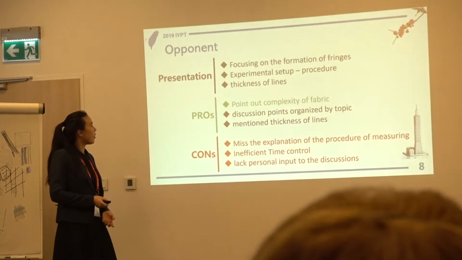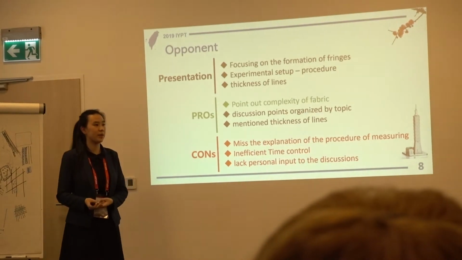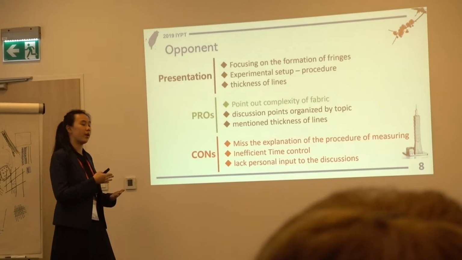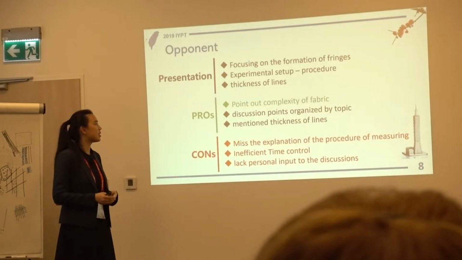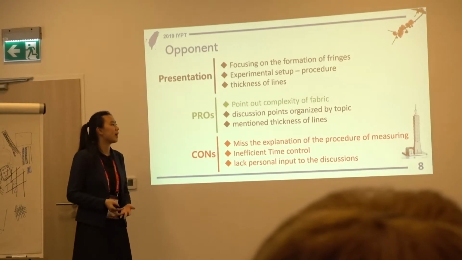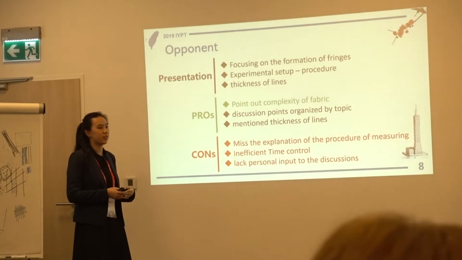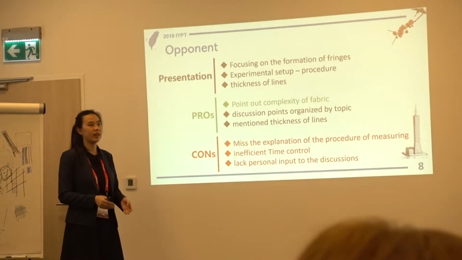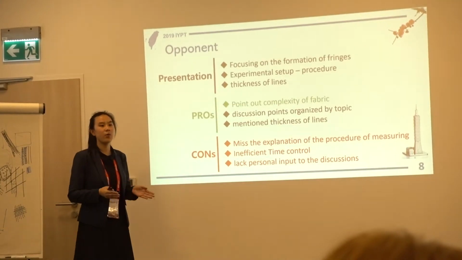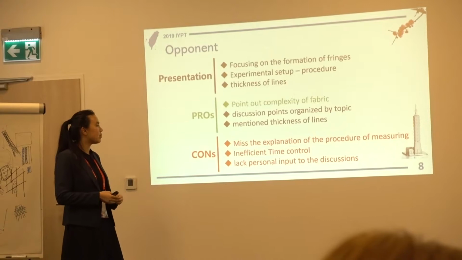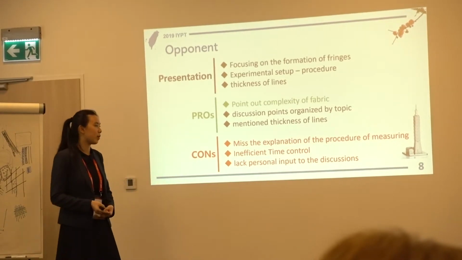So this is for the opponent. She focused on the formation of the fringes, and then later she asked about the experiment setup, like how she measured the Moiré and what procedure she used, and they discussed the thickness of the lines. The pro is that she pointed out the complexity of the fabric and discussed her points based on the topic she organized, and she mentioned the thickness of the lines, which I believe is a very important parameter, and there will be a limit in which once the thickness exceeds a certain amount, you won't see the Moiré patterns anymore.